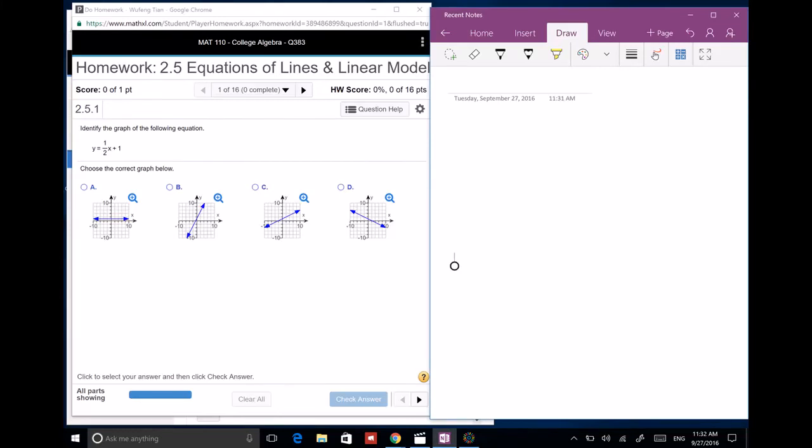Hello everyone, in this video we're going to look at section 2.5. Although we do have a lot of sections, 3 sections per week, all the problems that I've seen so far are not really hard. You just have to understand the definitions of linear function. It's just very simple linear function.